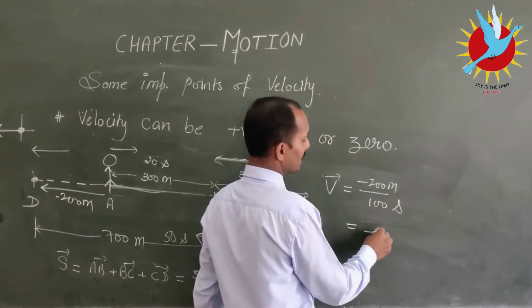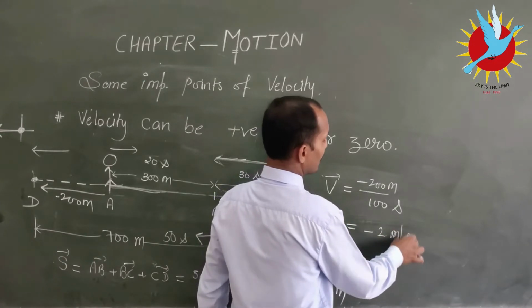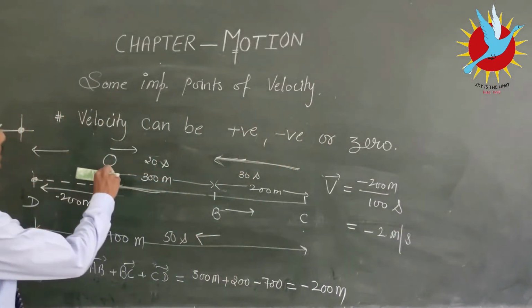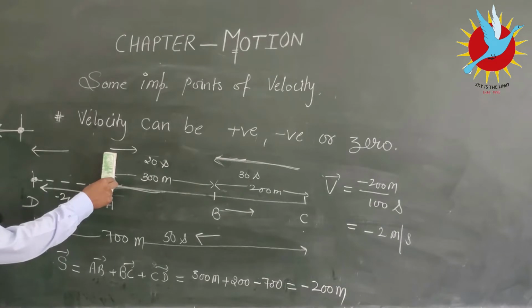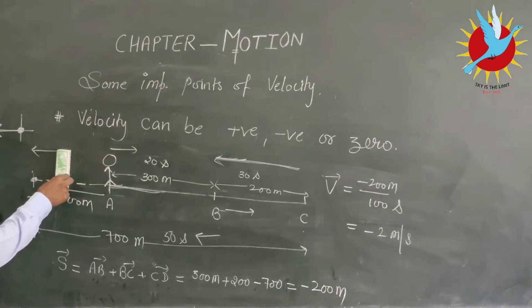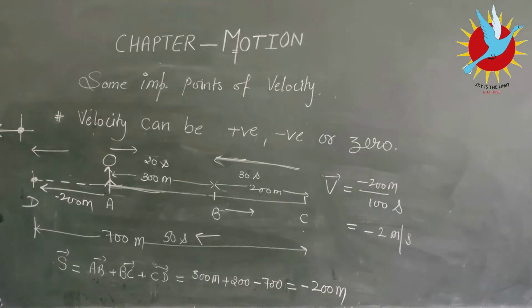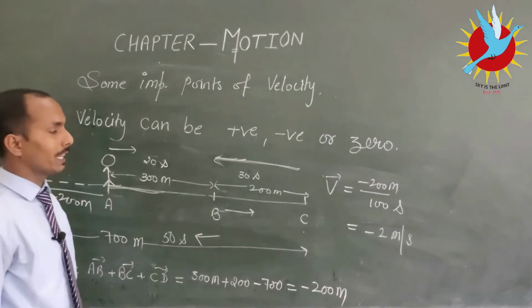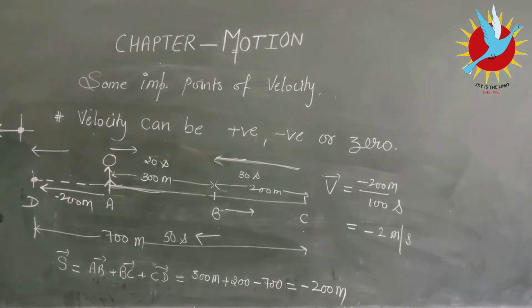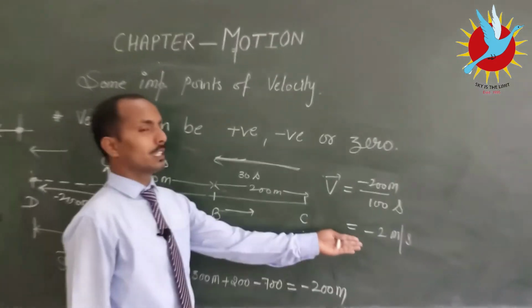So you can take minus 2 meters per second. It means the body is moving in the opposite direction with a speed of 2 meters per second. So in this way your velocity becomes negative.